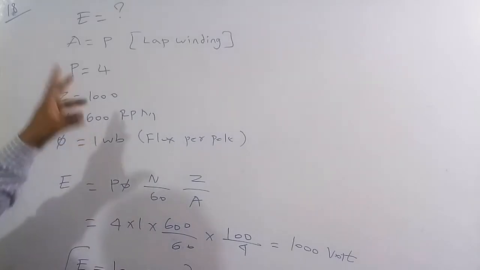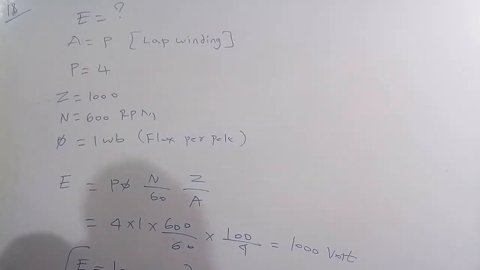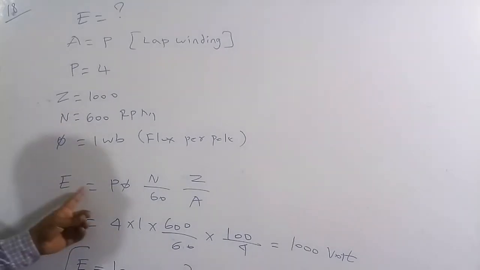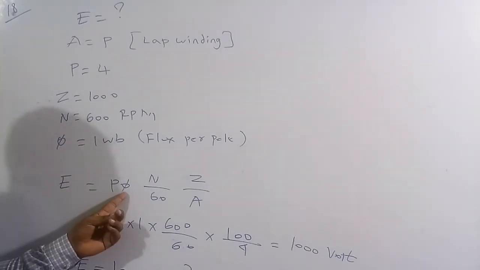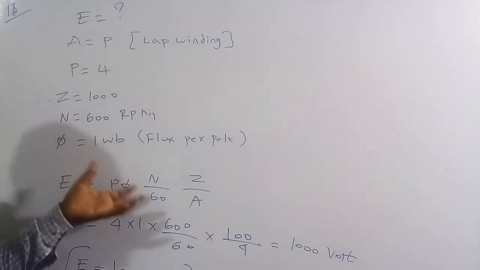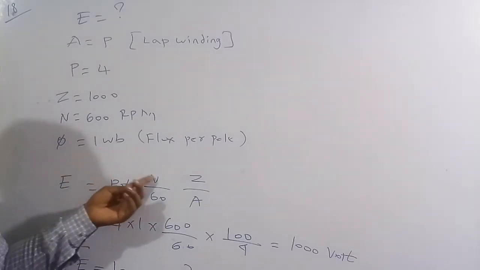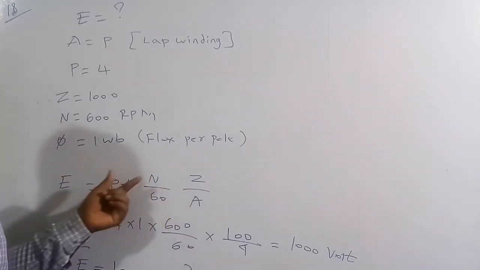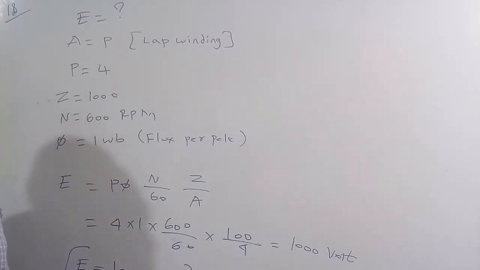So based on this data we have to find what is the EMF which is going to be induced in this DC machine. The basic standard formula is: EMF induced is equal to total flux, where phi is the flux per pole. So the total flux produced in this machine is P phi. So P phi into N by 60 into Z by A. Based on this equation we are going to solve this numerical.